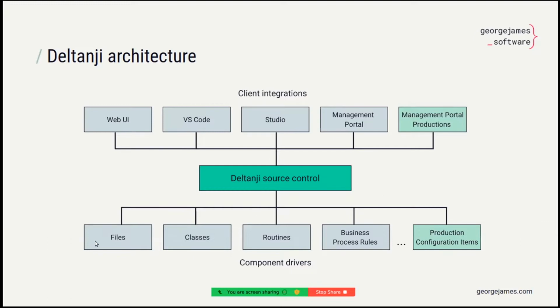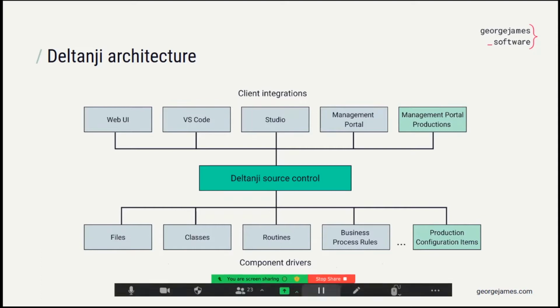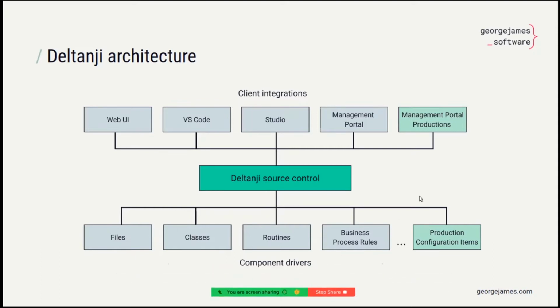Underneath that, there are a number of things that we call component drivers, which are essentially the logic that Deltanji uses to be able to access all the things that it manages. In the simple case, it's files, but it can also be InterSystems class definitions, it can be routines, it can be business process rules, it can be HL7. We have a whole library of these for different kinds of things that you want to manage.